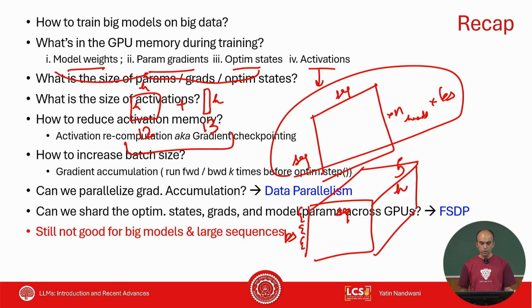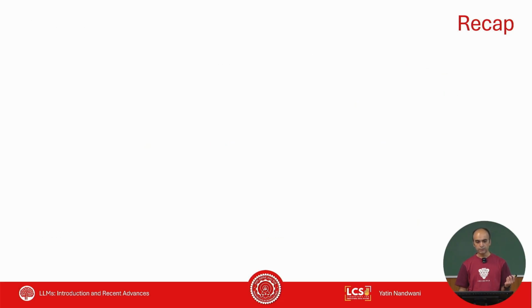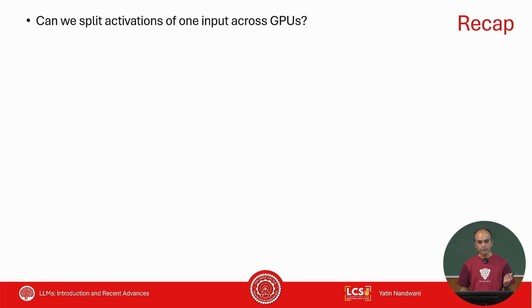But this is still not good for big models and large sequences. And then we looked at splitting the activation across GPUs, right? So earlier, again, batch size, sequence length, and we have hidden dimensions. The data parallelism is split this.